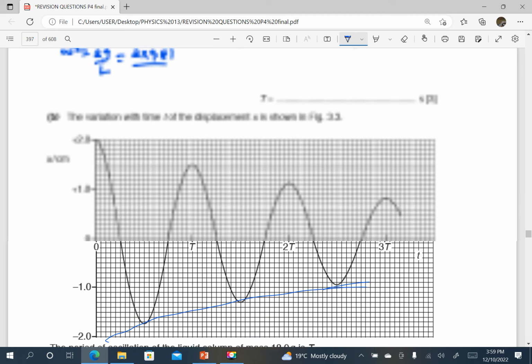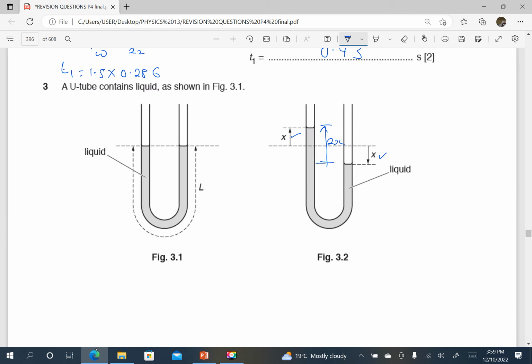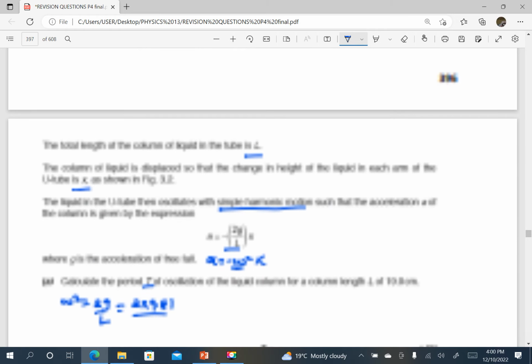There's no other, because this is a liquid in a U-shaped tube. There could be friction between the molecules and the walls of the container. There could be friction between the molecules themselves that causes energy to be dissipated. Okay.